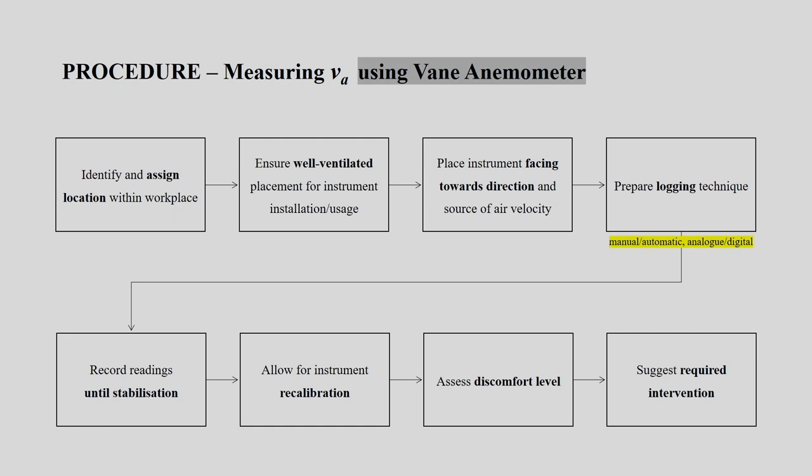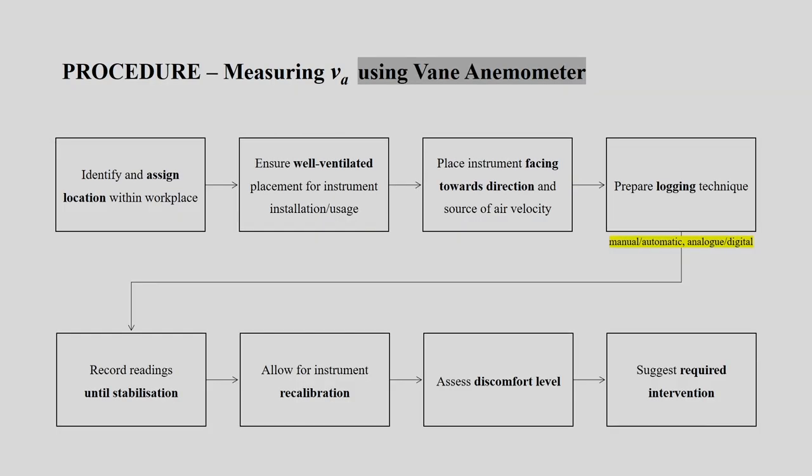So again, let us understand the procedure. You have to find a location and check that it is well ventilated. Place the instrument facing the direction and source of the air velocity. So you have to check in which direction the air is flowing, and based on that, you position it. Then you prepare the logging system and record the reading until it is stabilized. Consecutive readings need to be stabilized. Allow the instrument to recalibrate. You assess the discomfort and finally you give the suggestion or recommendation, whatever is required. Using this instrument, you can measure the air velocity in this way.